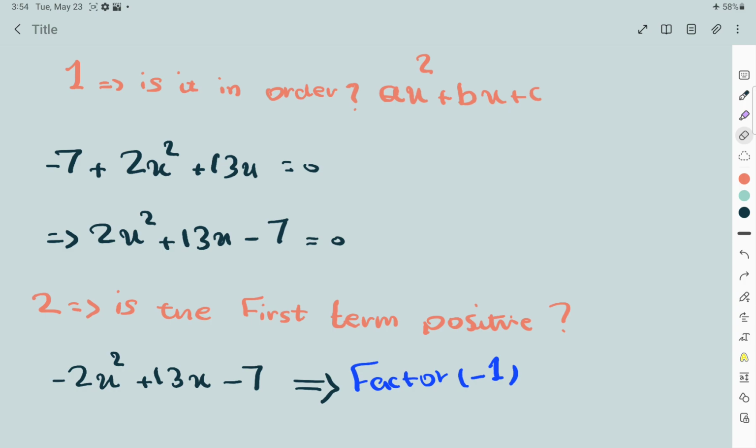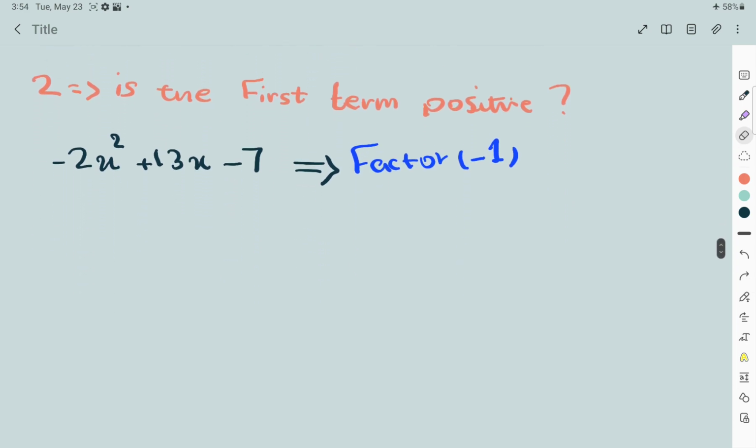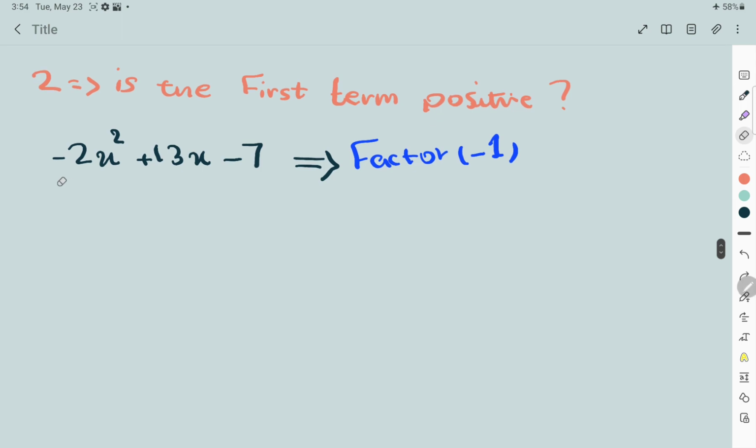If your first term is not positive, remember, your first term is ax squared, so your a must be positive here. If it is not, then you have to factor out -1 in order to make it a positive number. In this example, your first term is not positive. So let's factor out -1 to make everything look easier to us.